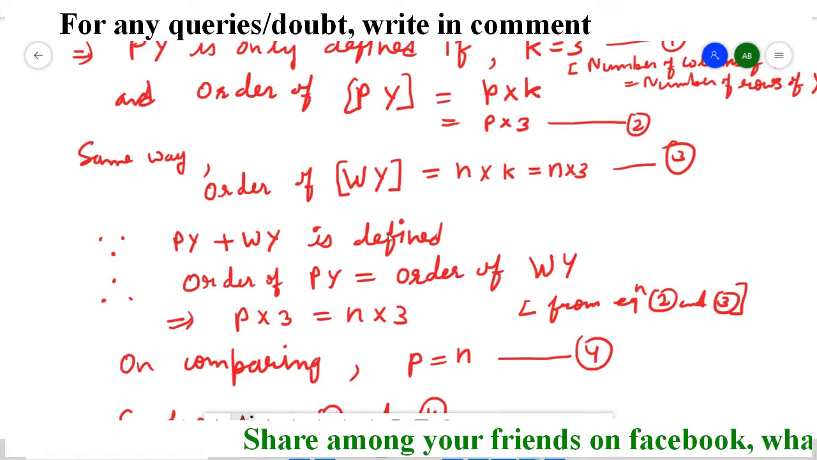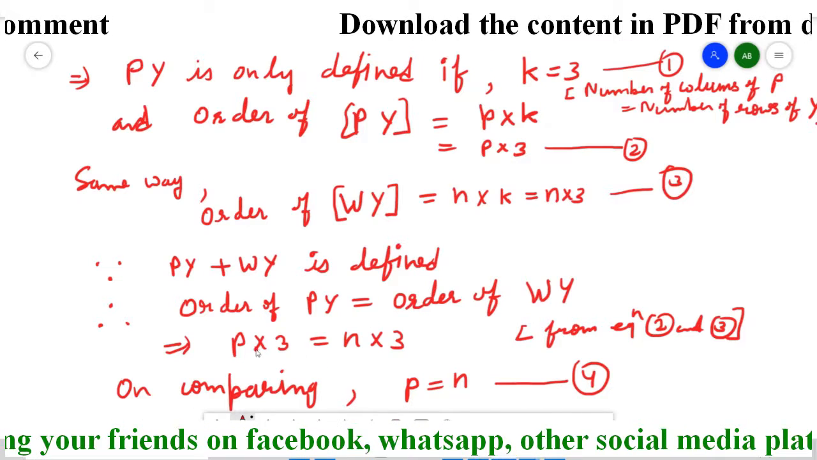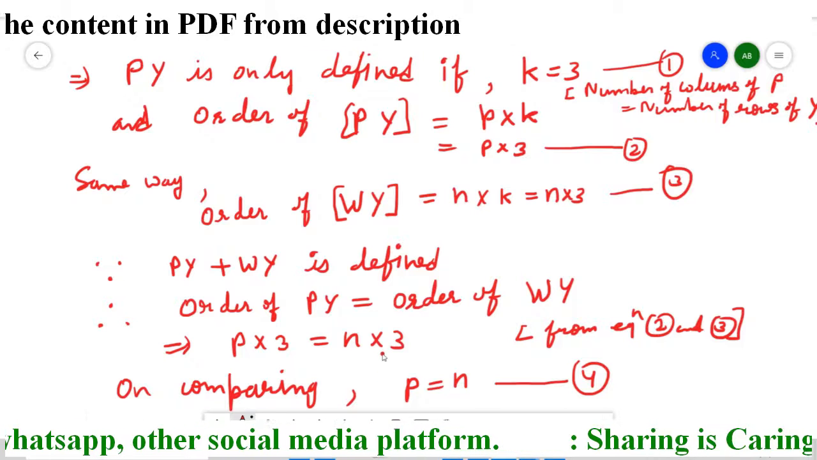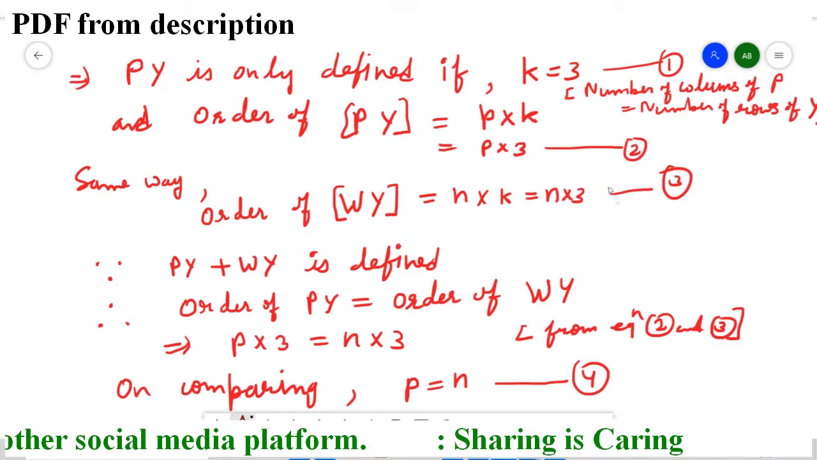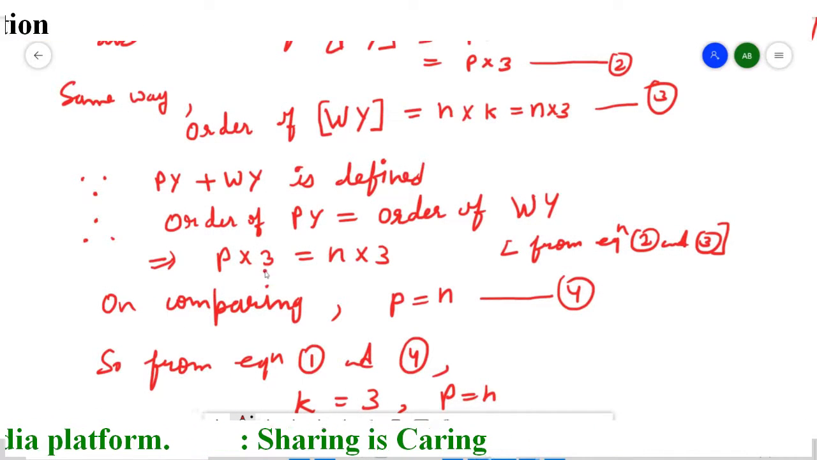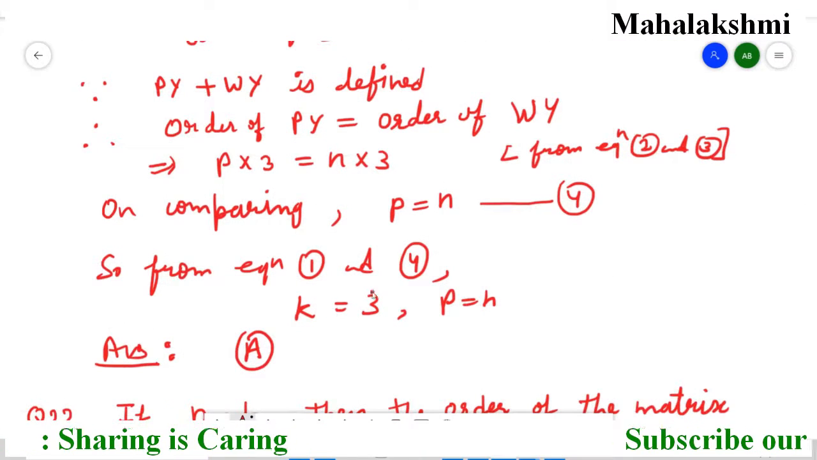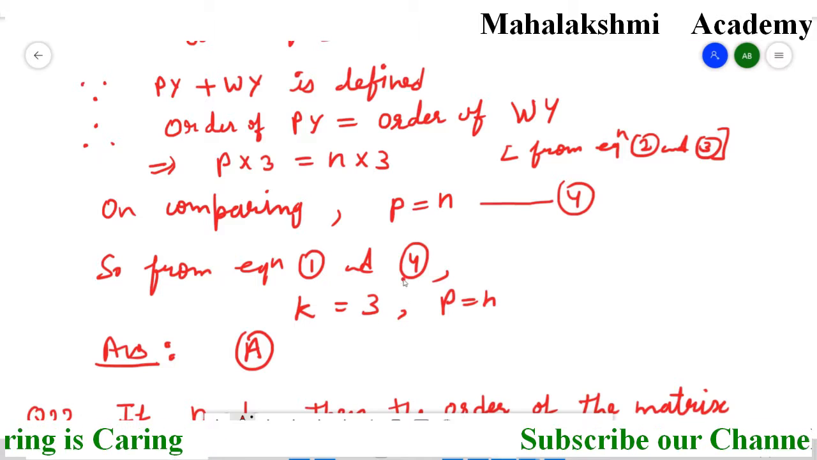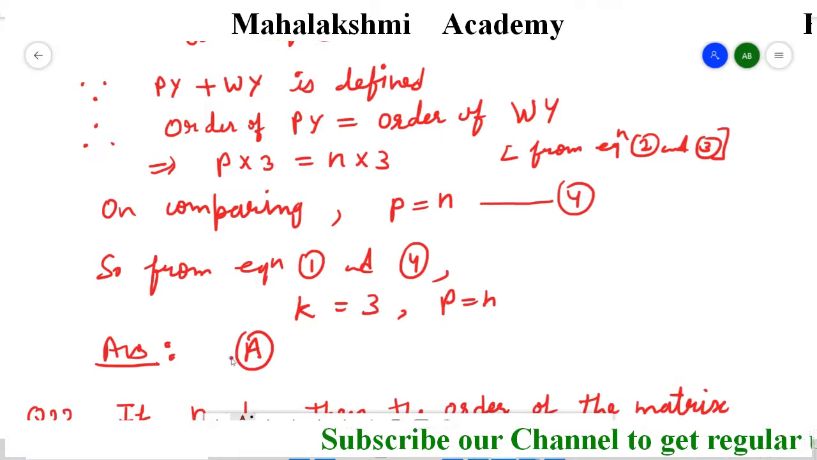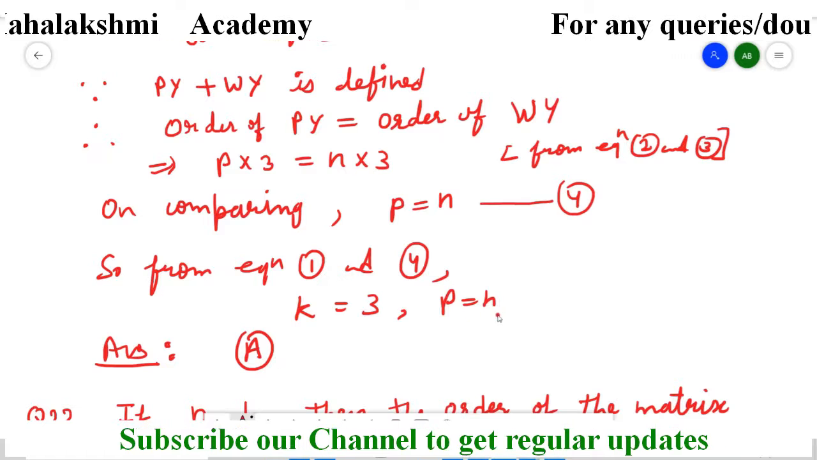From here, the order of PY we already calculated: the order of PY is P by 3. So here I replace it by P by 3, and the order of WY is n by 3, which we obtained from the second and third equations. On comparing, we get P is equal to n. From equations first and fourth, K is 3, and here we got P is equal to n. So you have four options, and among the four options, our answer is going to be the first option, A.